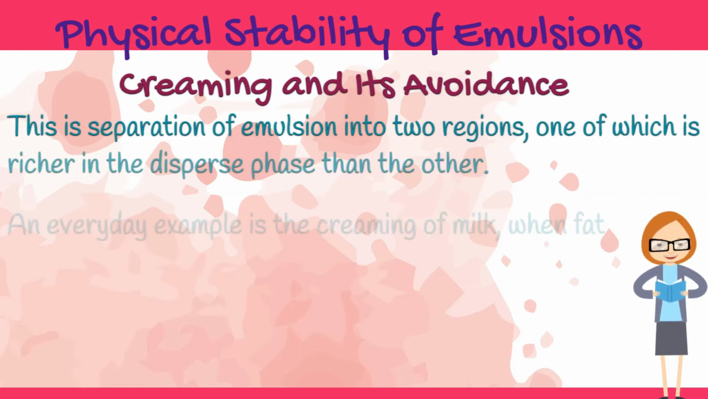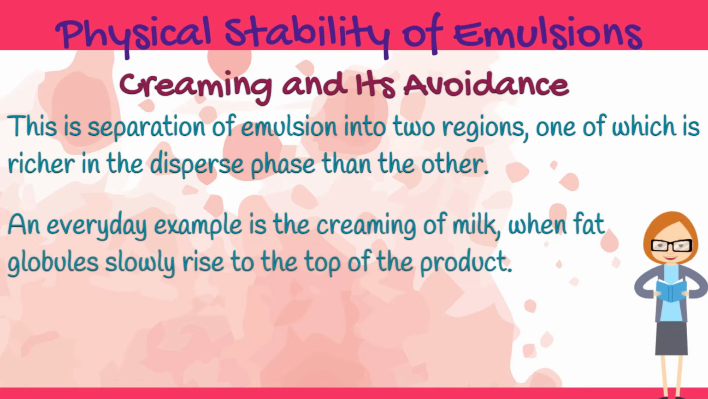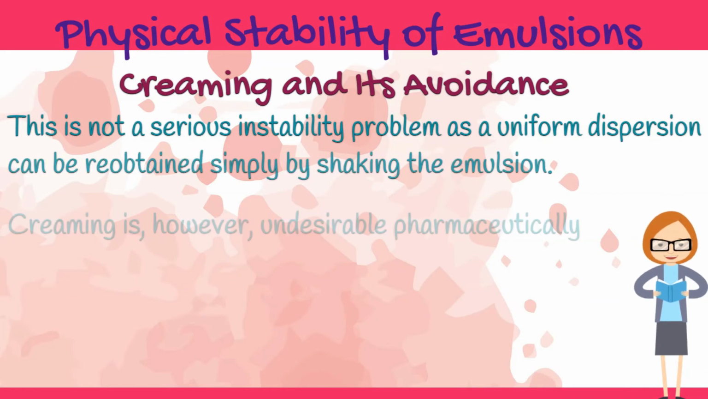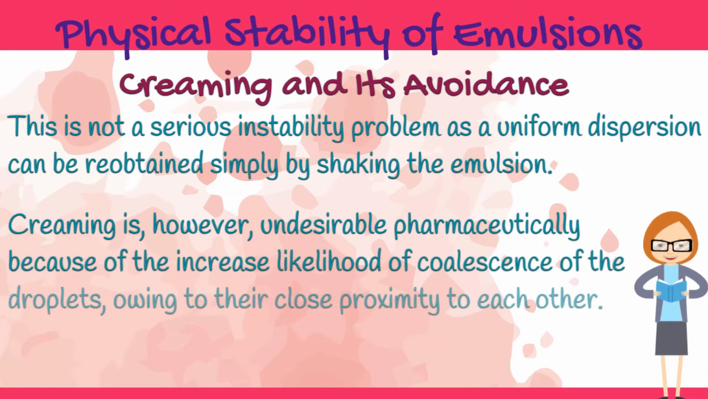Creaming is separation of an emulsion into two regions, one of which is richer in the disperse phase than the other. An everyday example is the creaming of milk, when fat globules slowly rise to the top of the product. This is not a serious instability problem, as a uniform dispersion can be reobtained simply by shaking the emulsion. Creaming is, however, undesirable pharmaceutically because of the increased likelihood of coalescence of the droplets, owing to their close proximity to each other.